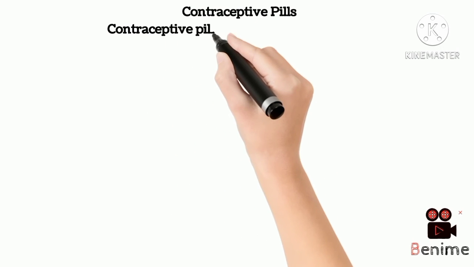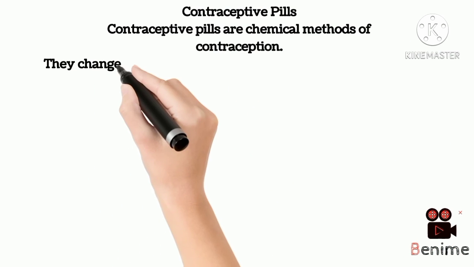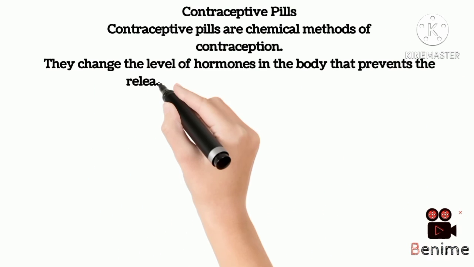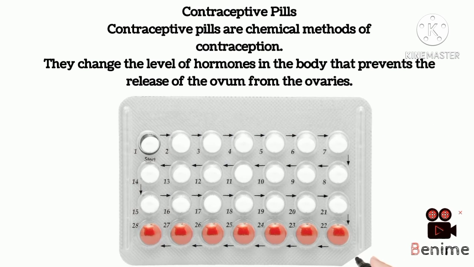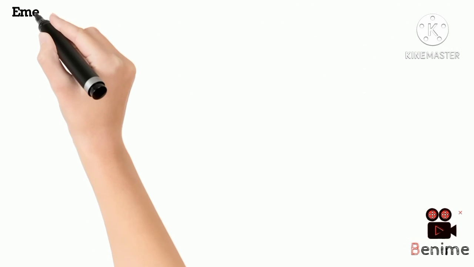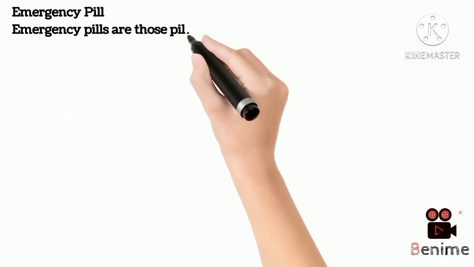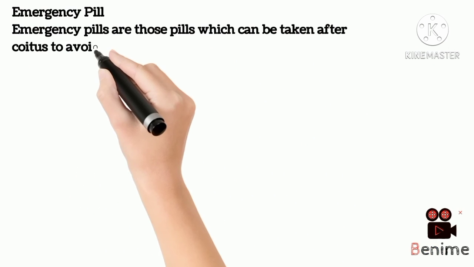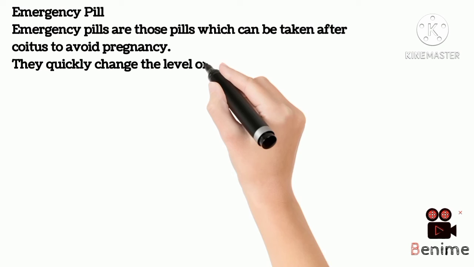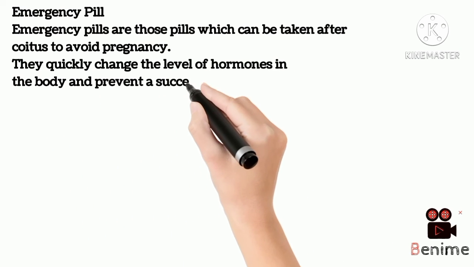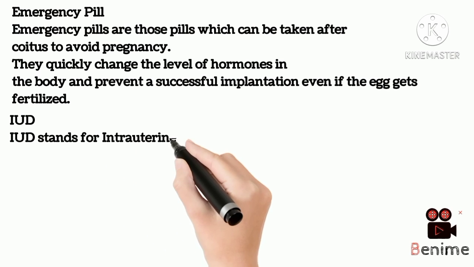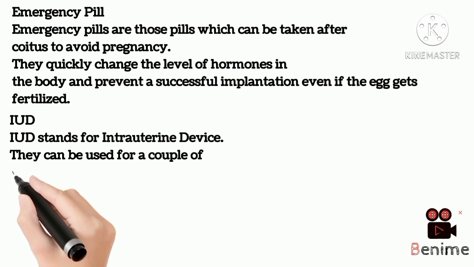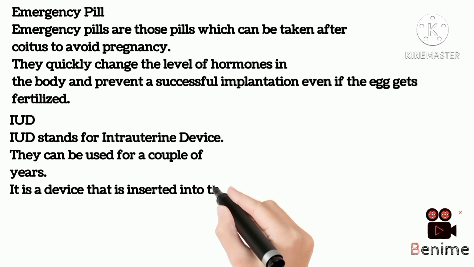Contraceptive pills. Contraceptive pills are chemical methods of contraception. They change the level of hormones in the body, which prevents the release of the ovum from the ovaries. Emergency pill. Emergency pills are those pills which can be taken after coitus to avoid pregnancy. They quickly change the level of hormones in the body and prevent a successful implantation even if the egg gets fertilized.